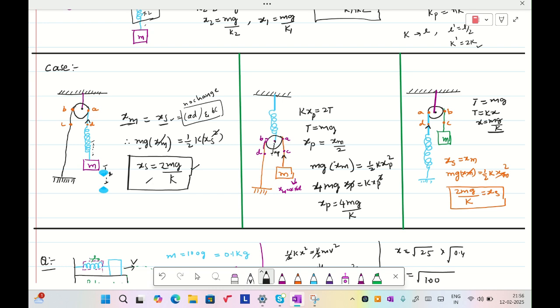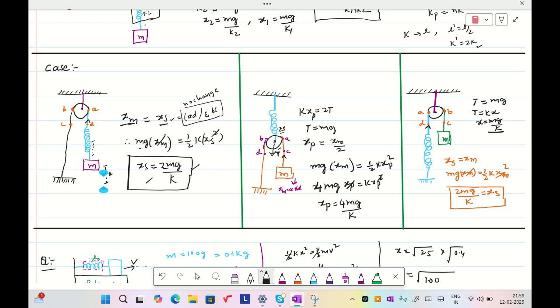The pulley is moving a distance xp, so consider xp. This xp distance is equal to the extension x of the string. So however much the pulley is displacing down, the string also displaces the same amount. I have discussed this in NLM, in the free body constraints equation. There I explained it very clearly. You can verify that video also.